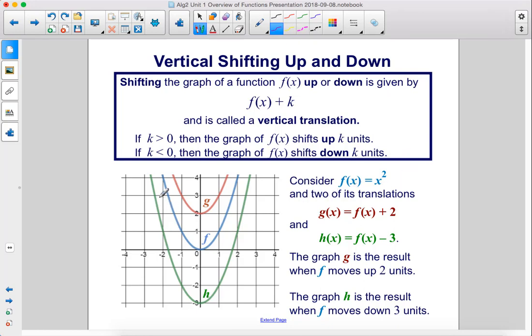Consider f of x equals x squared, this blue graph here. Two of its translations: g of x, the red graph, is f of x plus 2, and h of x, the green graph, is f of x minus 3. The graph g is the result of when f moves up 2 units, and then all of a sudden we have g. The graph h is the result of when f moves down 3 units, so 1, 2, 3, and that's h.